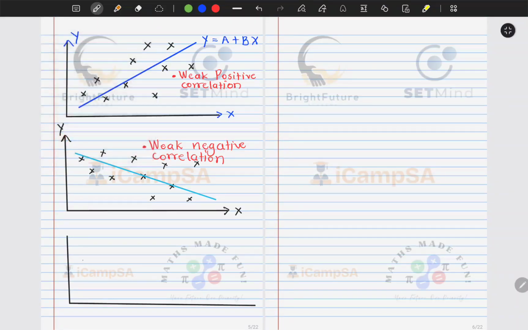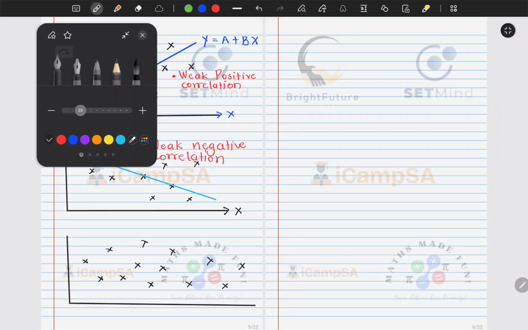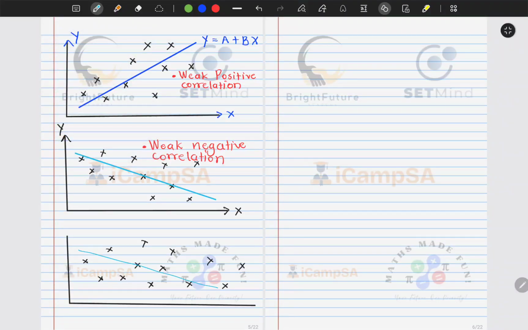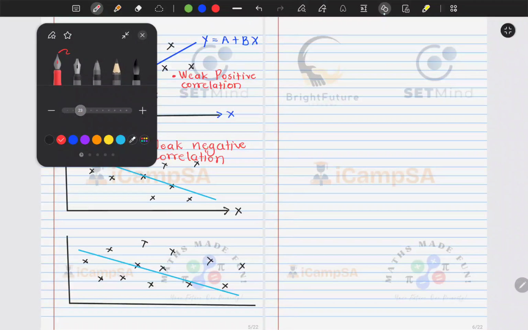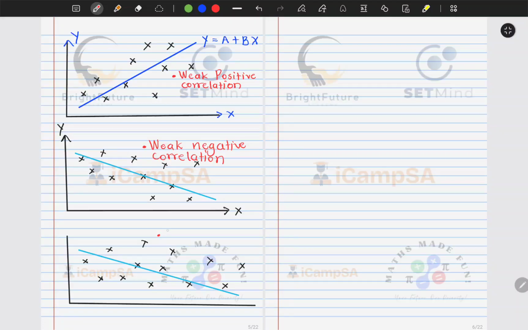Okay, so you have an x here, one here, one here, one here, one here, one here, say one here, and yeah, something like this. So if you look carefully, if you were to try and fit a line here, the data is just all over the place. So in such a case, what we would say is, there's no correlation.